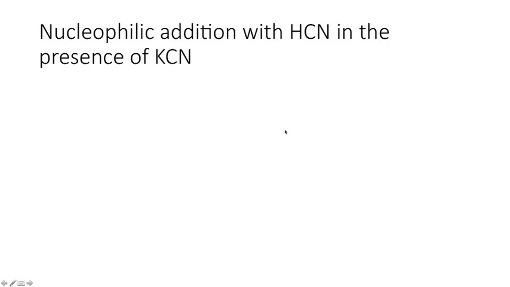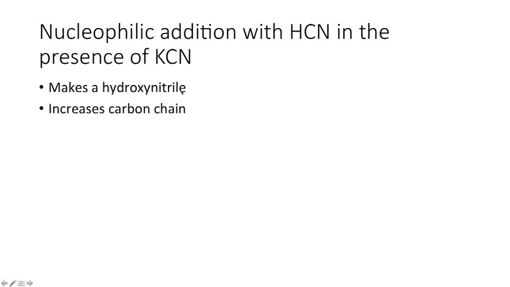So let's have a look. So it makes a hydroxynitrile. So that means there's an OH group and a CN group. It's important that it increases the carbon chain by 1 because you're adding a CN, which obviously increases the carbon chain. So let's go over a quick example.